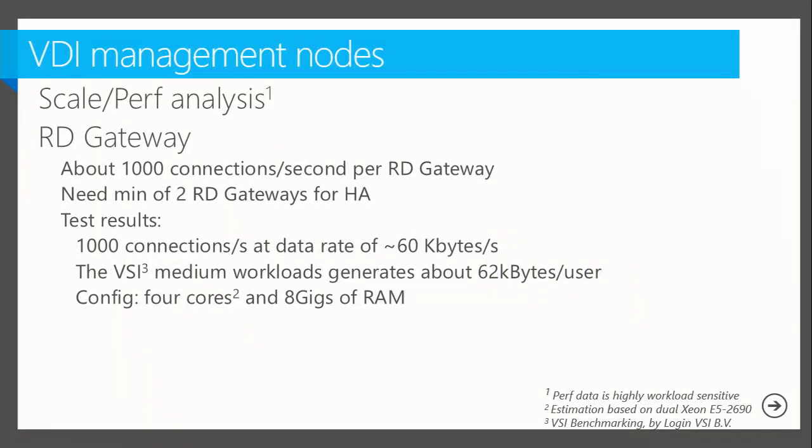In terms of performance, the RD gateway, we've tested to 1,000 connections per second per gateway. For any enterprise class solution, you really need HA. Therefore, that means you need 2 RD gateways. And the connection rate we've tested is 1,000 connections per second at a data rate of 60 kilobytes per second.